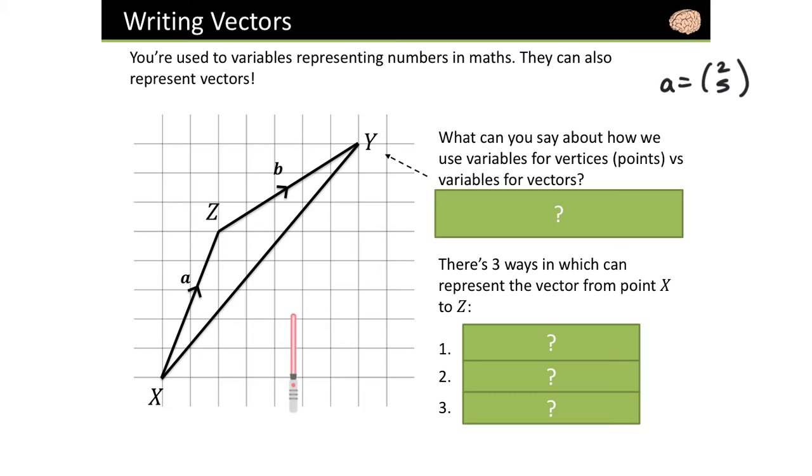No. Is it? Yeah, I think so. Yeah, basically this is what a vector is. We're representing 2, 5.